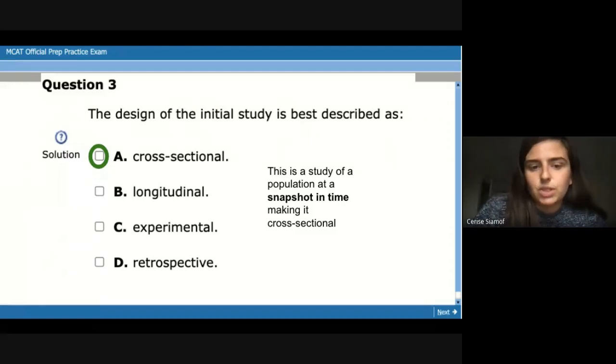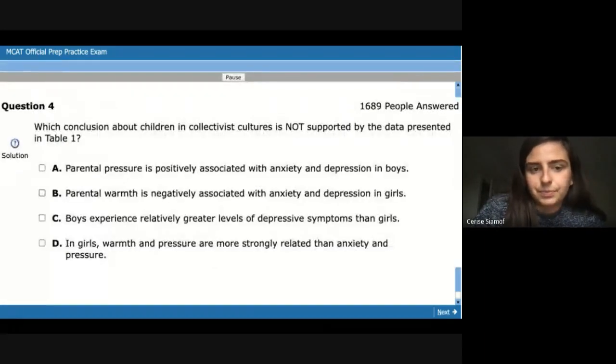Okay, do you want to click again? So which conclusion about children and collectivist cultures is not supported by the data presented in Table 1? And if you want to drop answers.